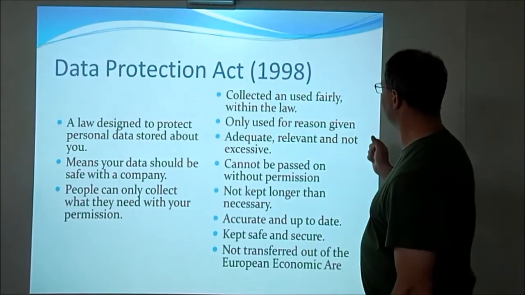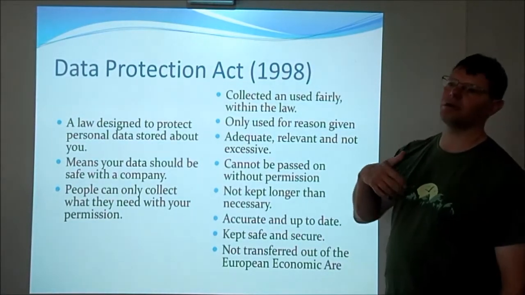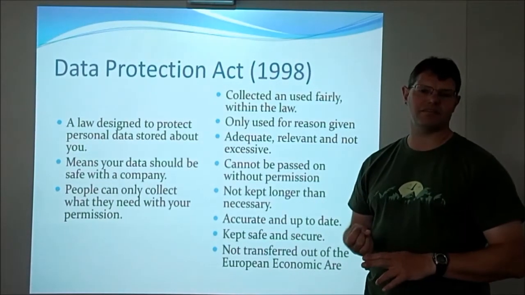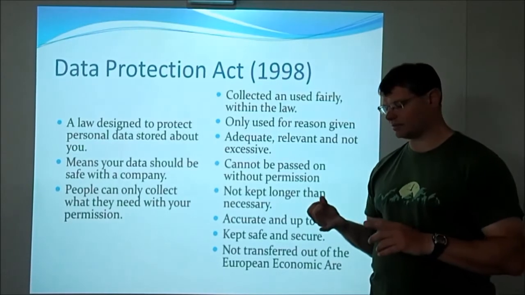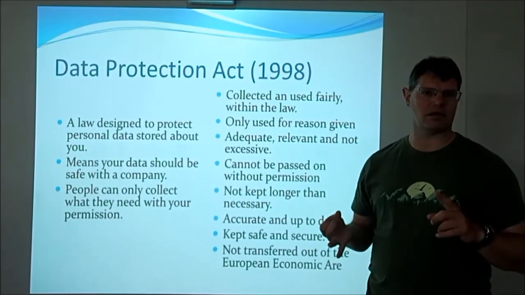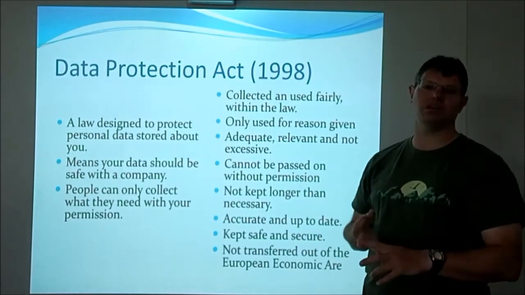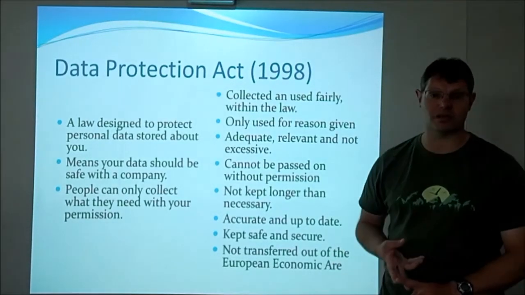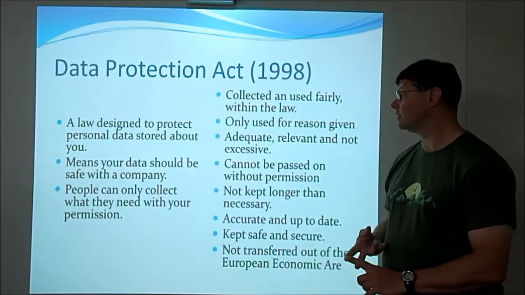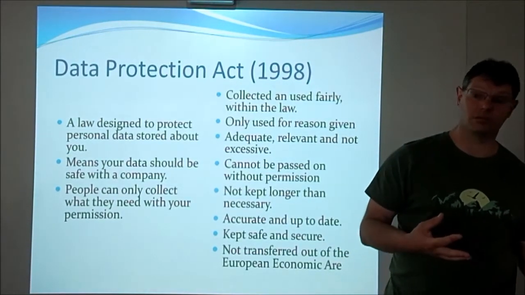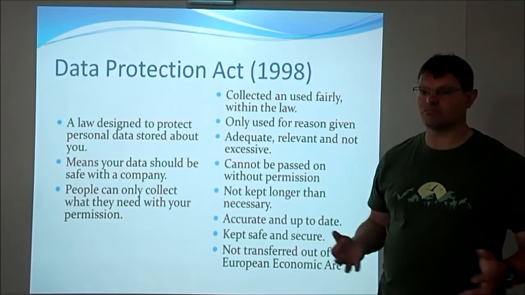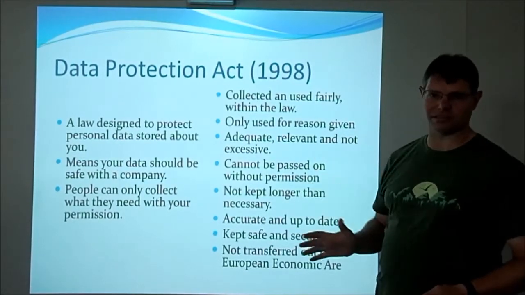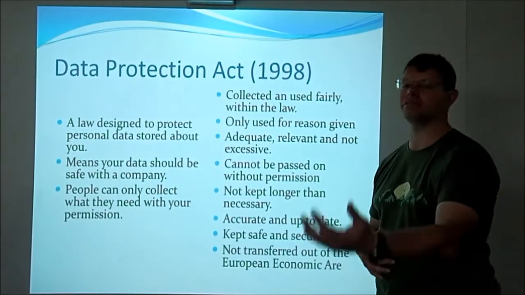Next one, it can only be used for the reason given. So if, and I'll use Amazon as an example because I use Amazon all the time, Amazon need to have my address, otherwise they can't send things to me. Amazon need to have my bank details, or they can't get me to pay for stuff. Amazon do not need to know what car I drive. They do not need to know what job I have. So if they were asking me those questions, they have no reason for knowing that. They might need to know what my date of birth is, depending on what I'm buying. But other than that, that's pretty much all the information they need. So they won't hold any more information on me about that unless I give them permission.